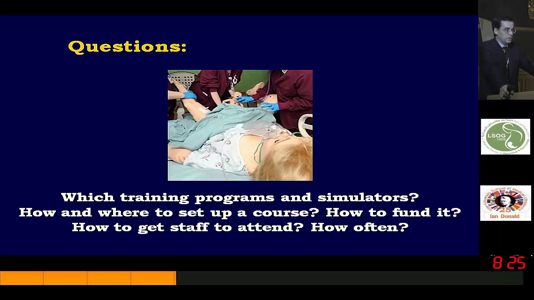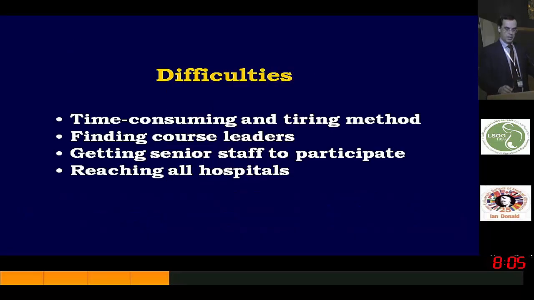In some countries, it's very easy to get staff to attend, in other countries, it's not. Sometimes it's easy to get junior staff to attend, senior staff, I don't know, difficult to attend. And the big question, how often should staff attend in order to then keep up their performance? No answer in the literature on this. It's a time-consuming course. The number of people who can participate is limited. It's a very real hands-on experience. It's quite an involving experience for most people. So it's time not only for those who are giving the course, but those who are attending the course.